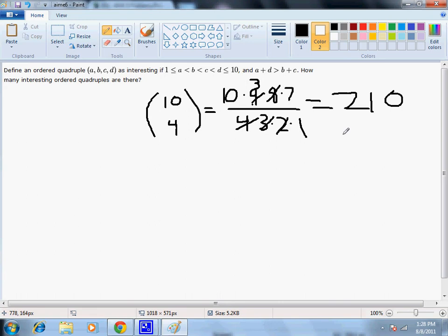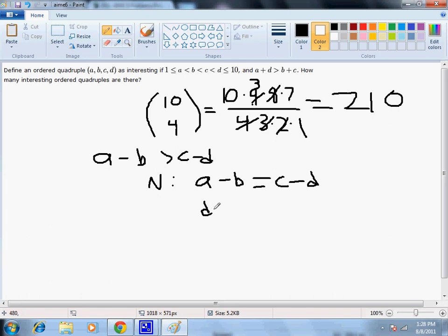If we rearrange the inequality, we get A minus B is greater than C minus D. Now, by symmetry, there are just as many cases where this happens as there are cases where C minus D is greater than A minus B. So what we can do is figure out how many times A minus B equals C minus D, or perhaps more easily, when D minus C equals A minus B. And then the answer we want would be 210 minus N over 2.